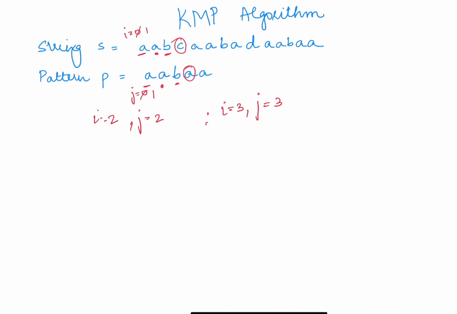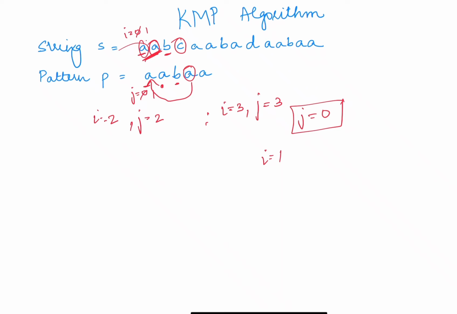Now at this position, we figure out that the string and pattern are not matching. So what are we going to do? We are again going to start the pattern from J equals 0, so we reset the pattern's pointer to J equals 0. And how about the pointer for the string S? That we also reset, to I equals 1, because we started from I equals 0 in the beginning. So now we will start at I equals 1, and then again do the comparisons.